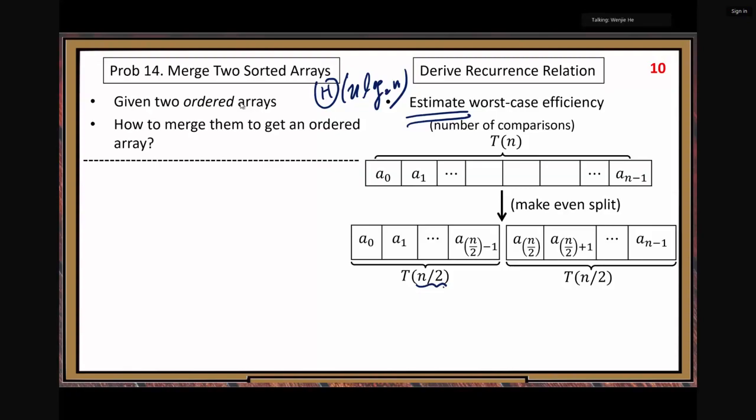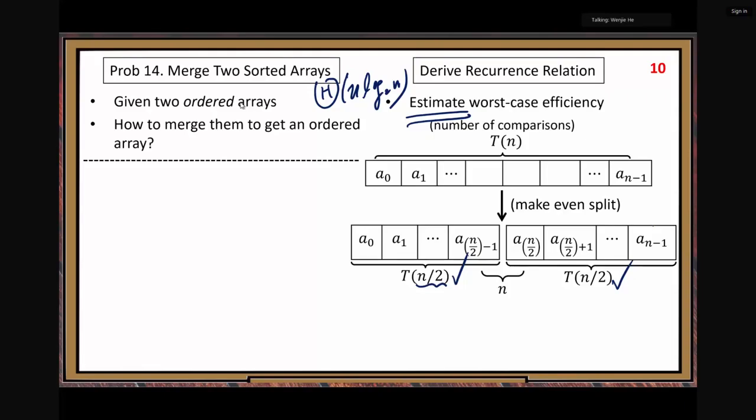But there is another cost, other than the conquer step, where we call the recursive function. After that, we need to merge these two ordered arrays, combine them. We need to pay another type of cost, the merge cost, the combine cost. Here we use the worst case.